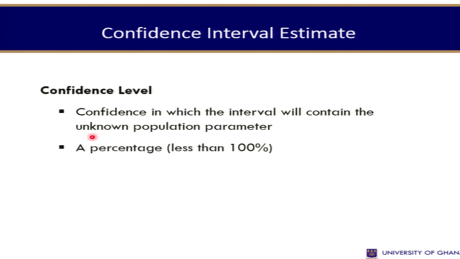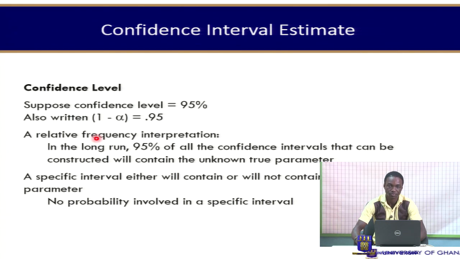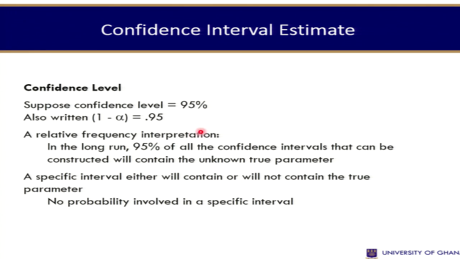The confidence level is the confidence with which the interval will contain the unknown population parameter. This is always given in terms of percentages, and these percentages are always less than 100%. Suppose that we have a 95% confidence level. Then we can write it as 1 minus alpha equals 0.95, and it also means that in the long run, 95% of all the confidence intervals that can be constructed would contain the unknown true parameter.